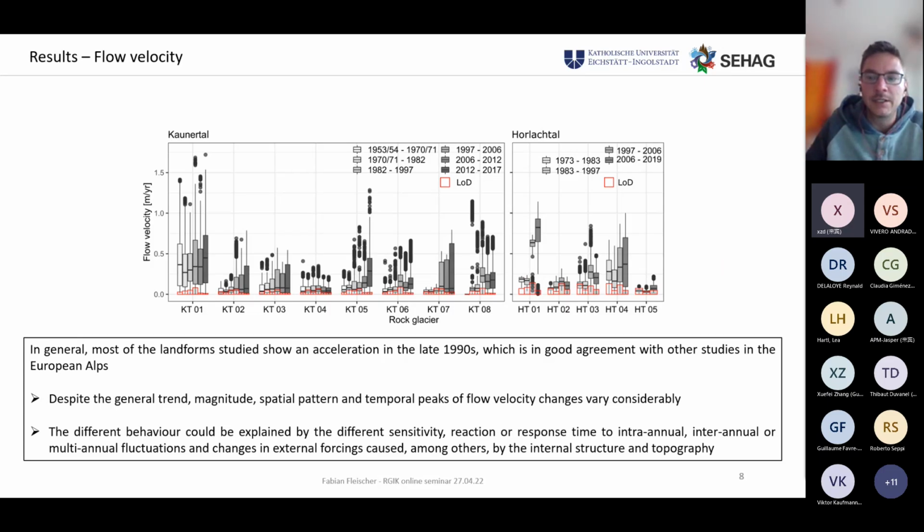Yeah, so although we could not really identify characteristics that explain these different reactions, we explained the different development of flow velocities by different sensitivity or response time to changes in external forcing. And that's probably caused by a different internal structure and different topography of the individual rock glaciers.